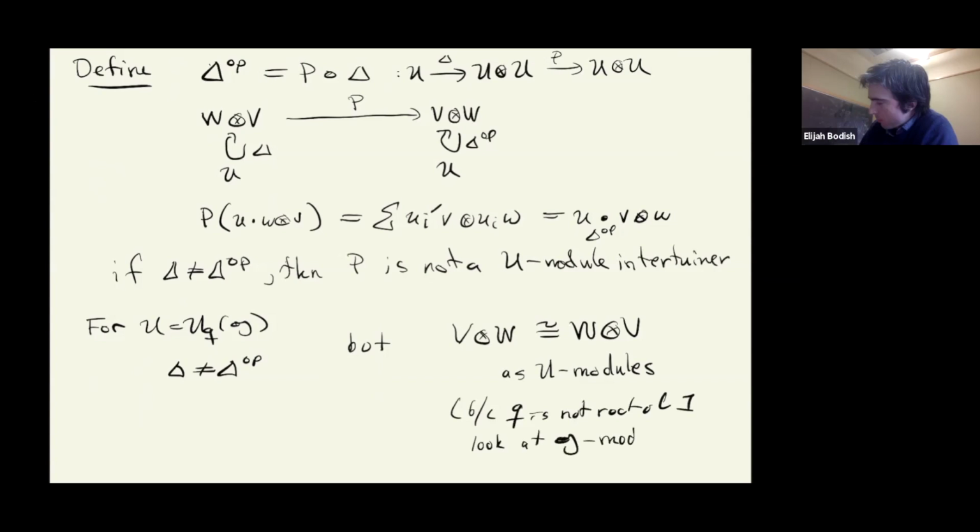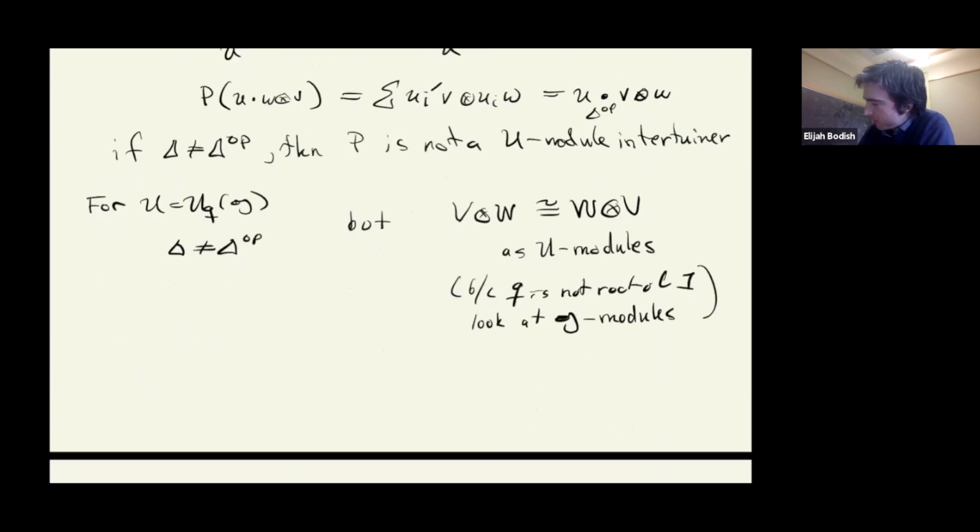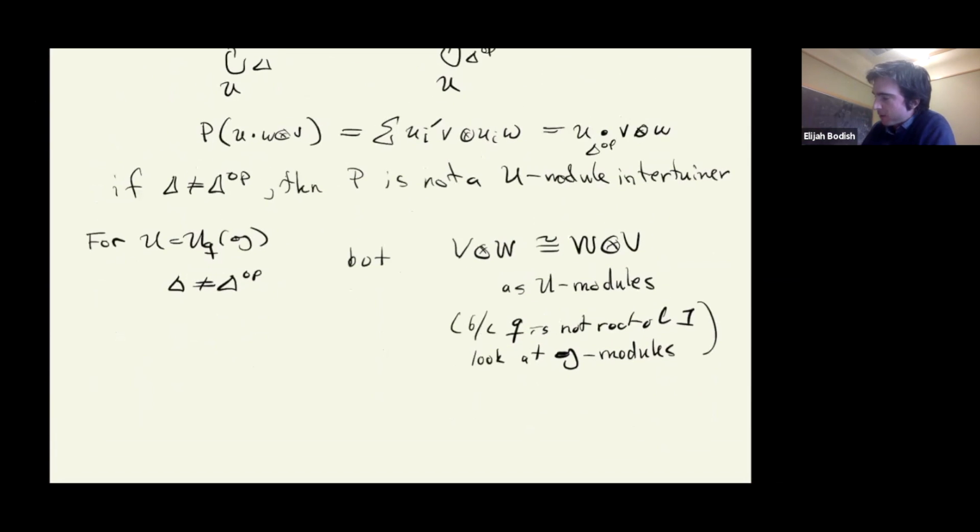So we can just compare to G modules. What we're attempting to do now is, instead of using this flip map as our isomorphism, we're going to work harder to come up with some sort of a nice isomorphism between V tensor W and W tensor V that commutes with the U action.